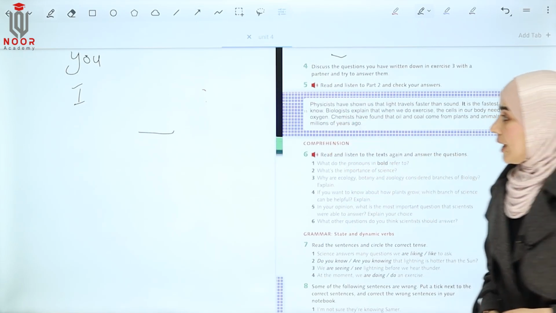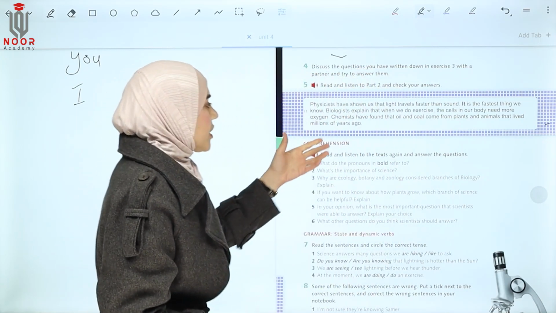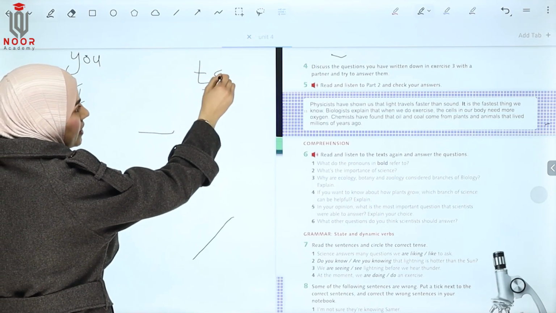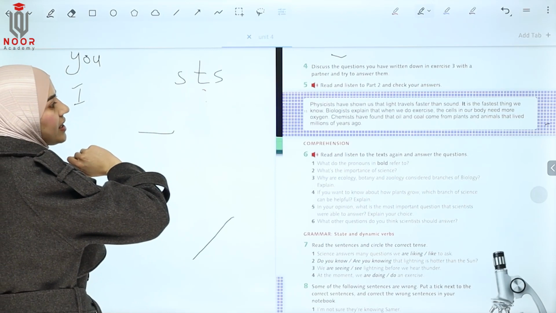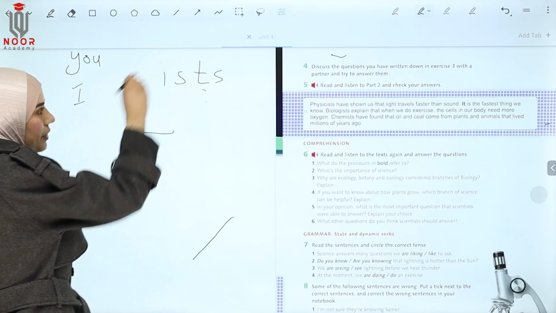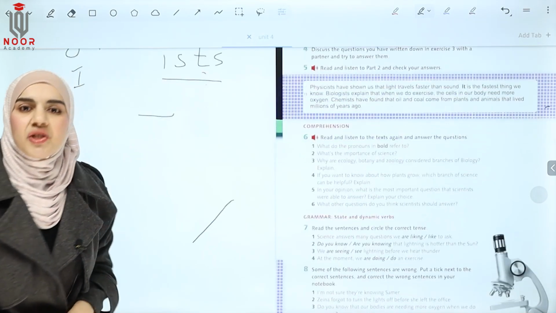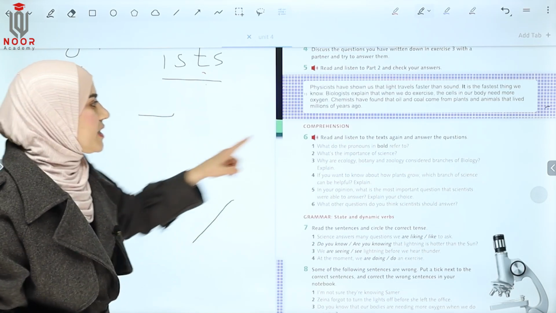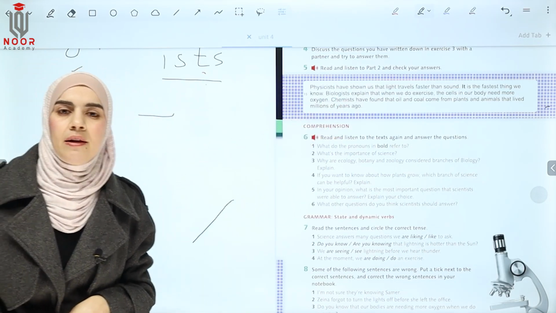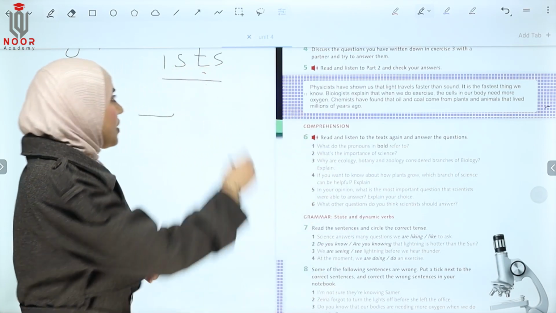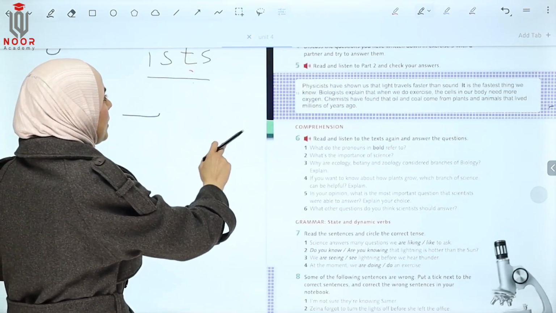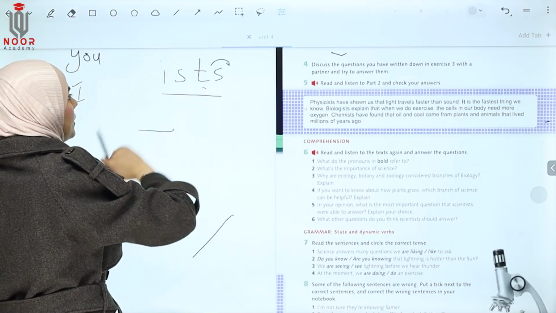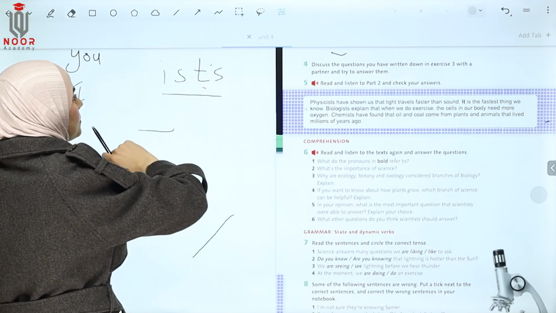If we focus, for example, on biologists and chemists, you notice that there is always the suffix TS and also STS, and we have an I here. Chemistry, chemist. Chemists. So this is S for plural. Again, this is S for plural.